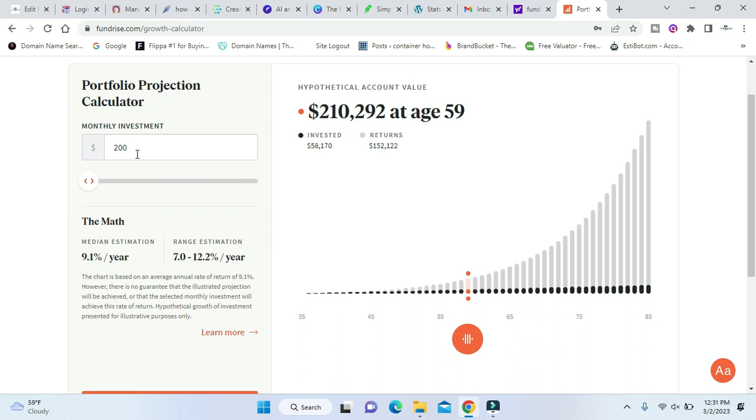If my son was of age, I would say, son, start with a Fundrise account. By the time you're 59, or 40, you have $1.2 million. You got nothing but time. Do $10 a week. You got nothing but time on your hands. Time. That's it. All you got is time.